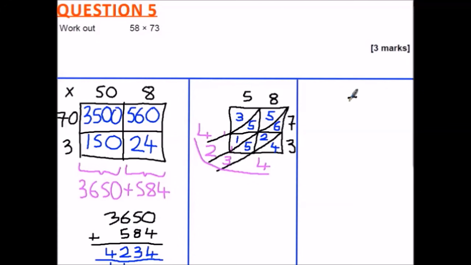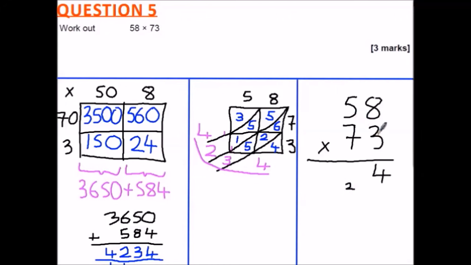So, 58 times 73, done this way. The old-fashioned column method. So what we're going to do first of all is we're going to start off with the bottom right number, 3. We're going to multiply 3 by 8. 3 times 8 is 24. Carry the 2 across. We're now going to do 3 times 5, which is 15, plus the 2 we've carried makes it 17.